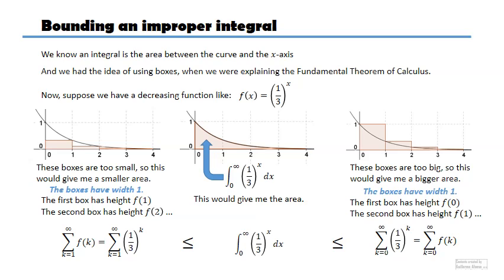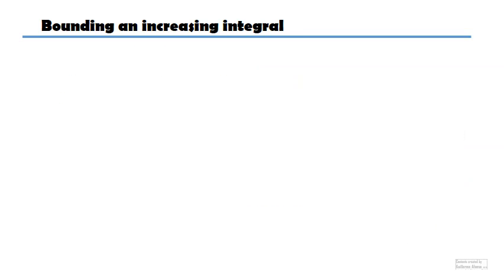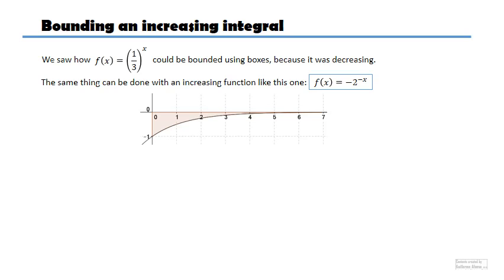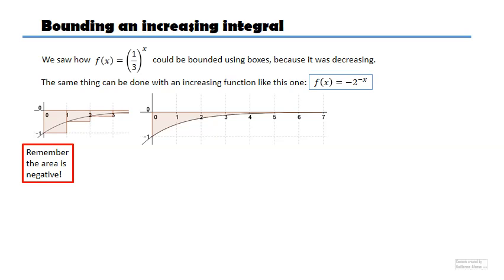Okay, so this worked for this decreasing function. Let's look at what happens with an increasing one. So let's look at this one. This one's increasing. This is what it looks like. So first thing to realize, this area is underneath the x-axis. So it's a negative area, okay? Now, these boxes here are actually going to give me a smaller area than this one because it's going to be a bigger negative number. So I'm going to get a smaller area.